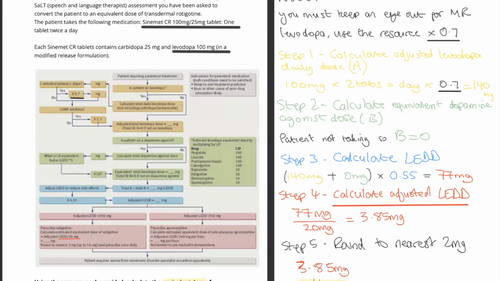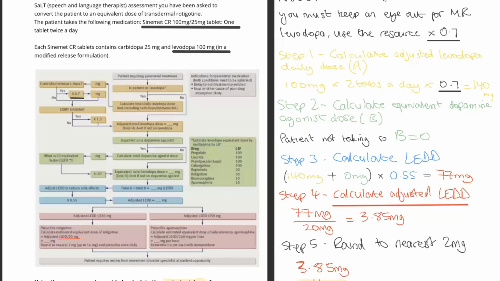I've color coded it for you. So step 1 is in yellow because we need to use the yellow section. We need to use a dose, which is 100 milligrams twice a day. So 200 milligrams. However, I've underlined it for you. If a patient is taking controlled release Sinemet, then we need to times by 0.7. Now, timesing that by 0.7 will give us 140 milligrams. So for step 1, you get 140 milligrams. So that is step 1.